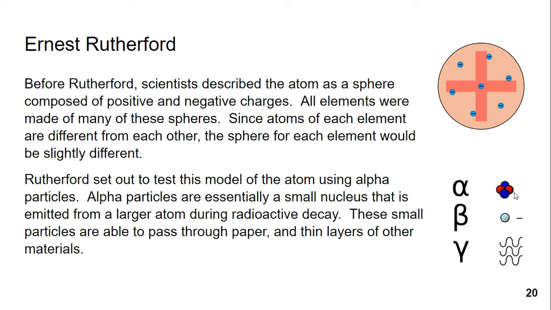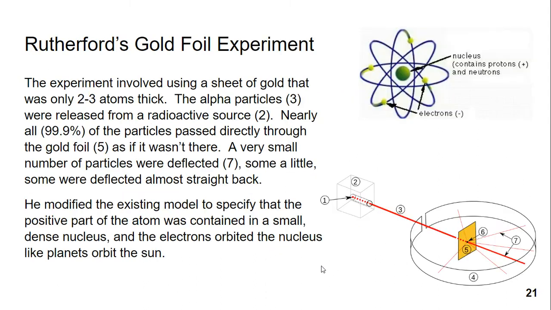These alpha particles are small enough that they can pass through things like paper or foil. There are also smaller particles and waves that are also described as radioactive, and those would be beta and gamma. You can see some examples here, but his experiment used alpha particles, which are technically the largest of the three.